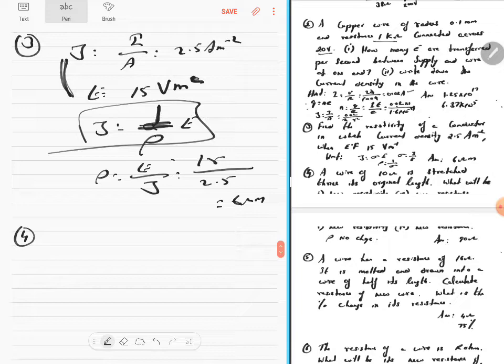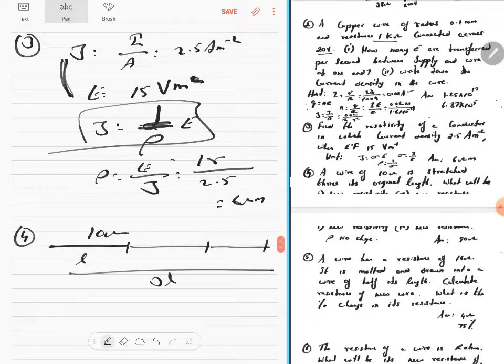A wire of resistance 10 ohms is stretched thrice its original length. This resistance is 10 ohms. It's going to be stretched 3 times, correct? It's stretched 3 times the original length. If L is the original length, the new length is 3L. What will be the new resistance? Resistivity never gets affected because of length and area. Resistivity rho is a material constant. The resistivity remains unchanged.